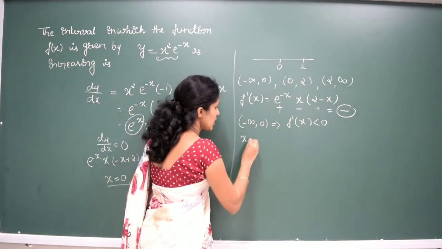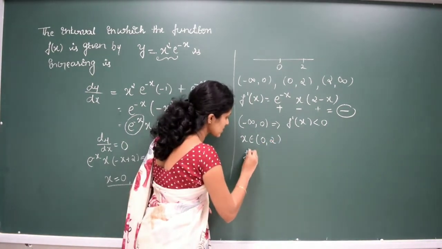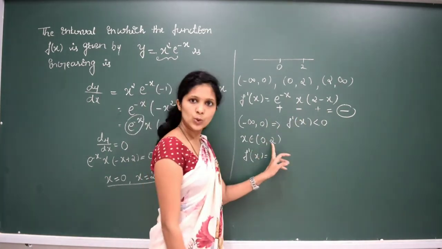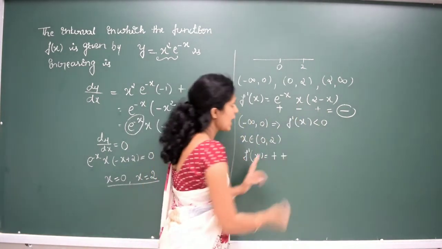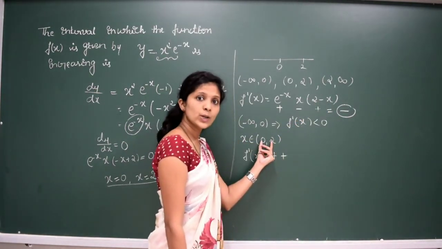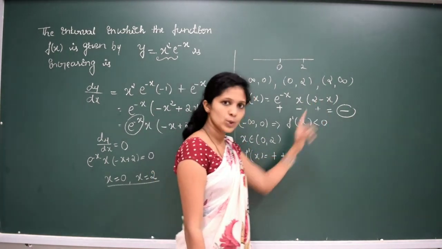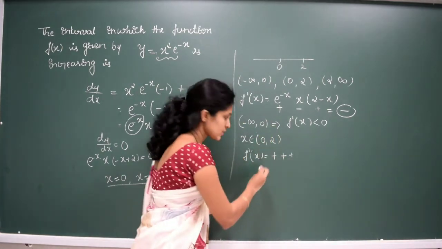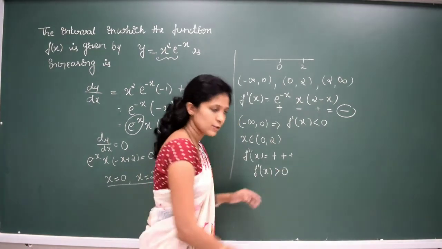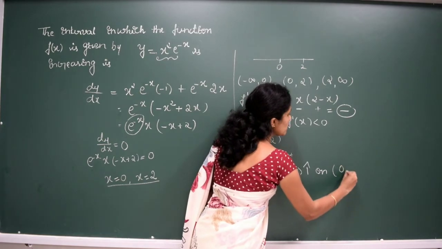If I consider 0 to 2, the value of x belongs to 0 to 2. What happens? For f dash of x, e to the power minus x is positive, x is 0 to 2 means it will be positive, and here 2 minus x, and the value of x is between 0 to 2 and less than 2, obviously it will be positive, right? So by that we can write f dash of x is greater than 0. So clear? So the function is increasing on the interval. What is the interval? 0 to 2.